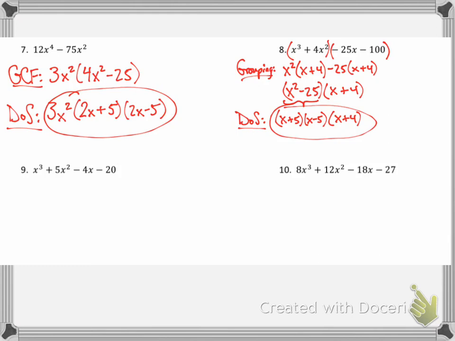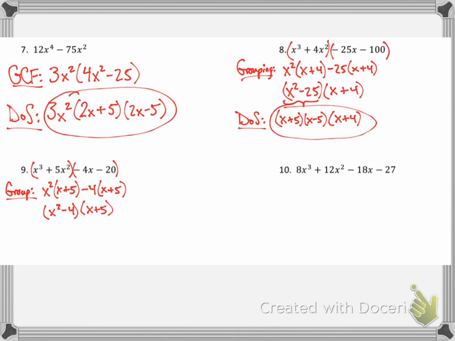So 9 and 10, similar examples here. We'll go through these and see how far, again, we can get. So 9, there is no GCF. They don't all have coefficients that are above 1, and they don't all have variables. So I'm going to go right ahead and group. In the first group, I can take out an x squared and be left with x plus 5. The second group, I can take out a negative 4 and be left with x plus 5. I know I did it right because I have some matching pieces, which means I'm in good shape. I can rewrite this as x squared minus 4 and x plus 5.